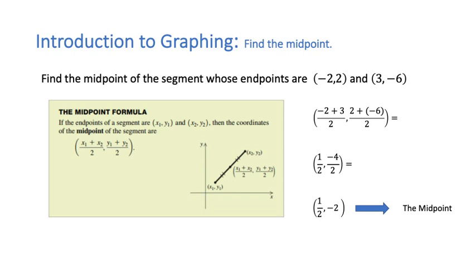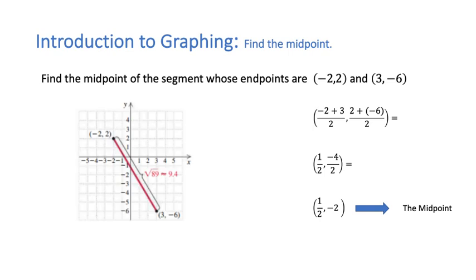And I wanted you to see that on the graph. So here's the two endpoints, (-2, 2) and (3, -6). The length of that segment is approximately 9.4. And the midpoint we discovered was at (1/2, -2). So it's right about there. And you can see that definitely looks about where that midpoint would be.